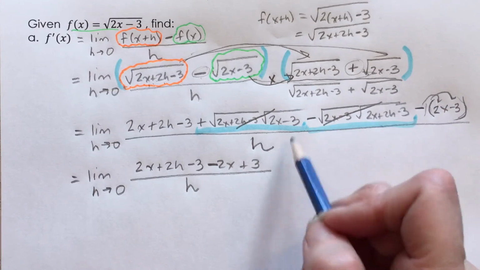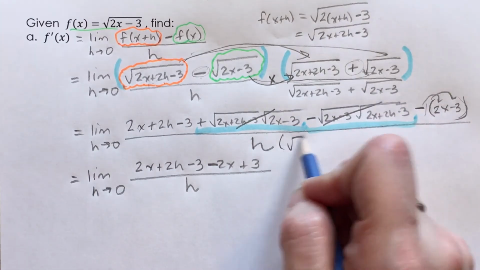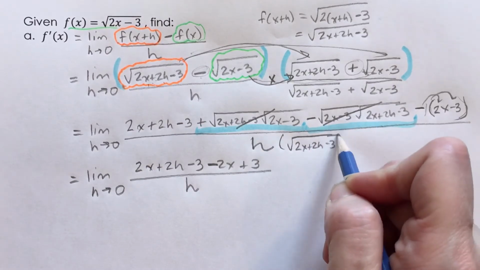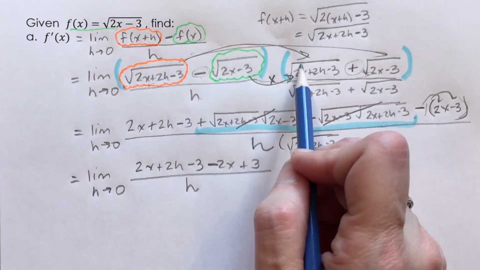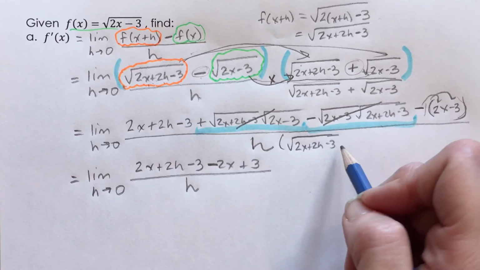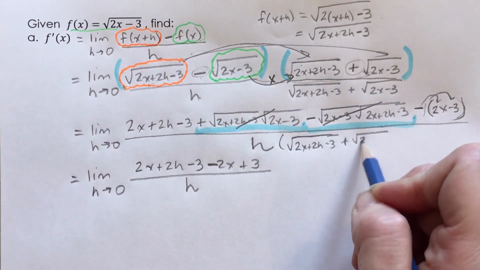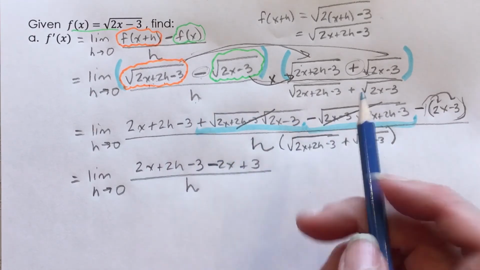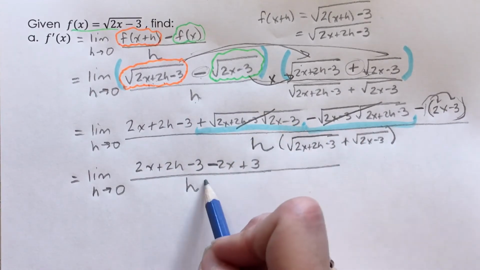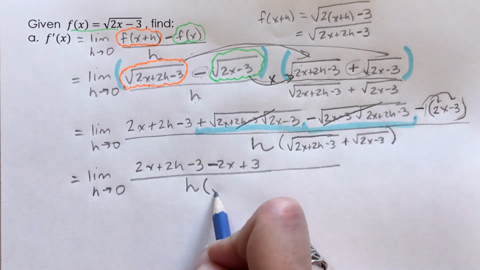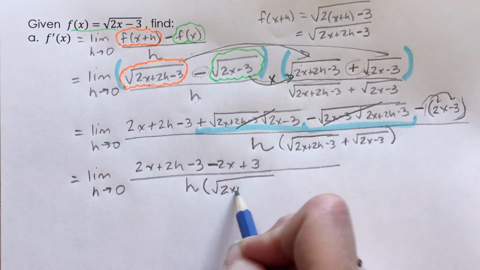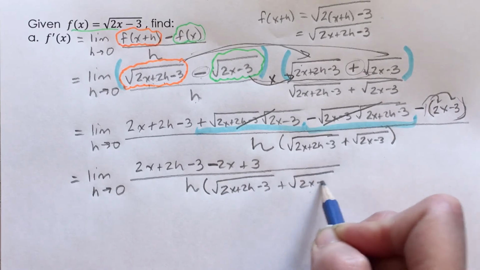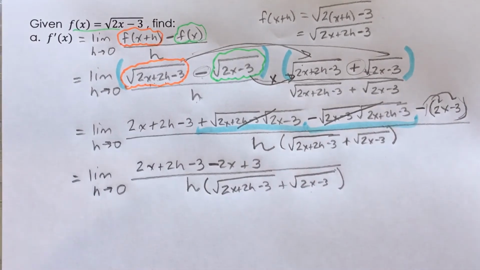Oh, I forgot to multiply the denominator. That's another common mistake that I made. So top by top we did, but it's also bottom by bottom, but we just leave it without doing the FOIL. So we just leave it h times root of 2x plus 2h minus 3 plus root of 2x minus 3. Okay, so now we're correct.